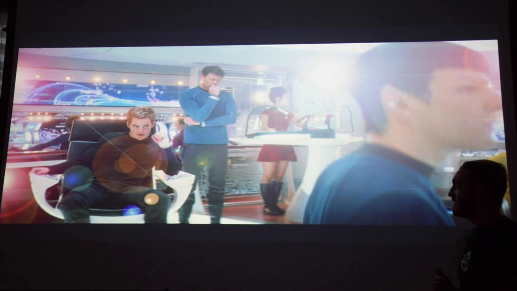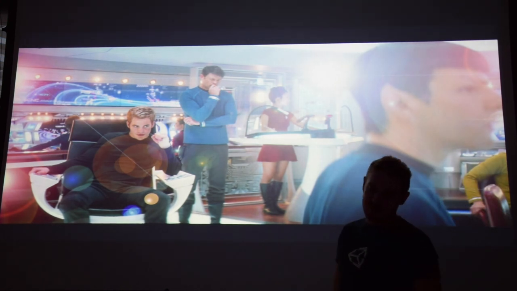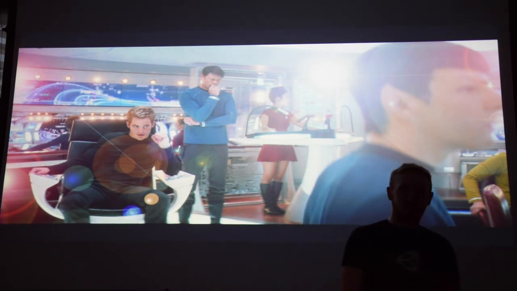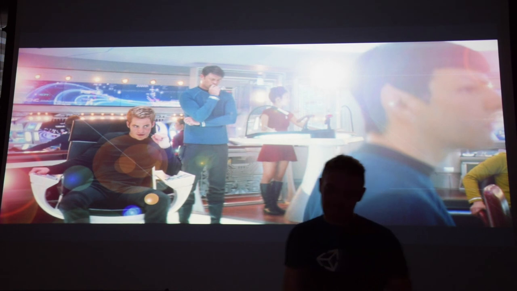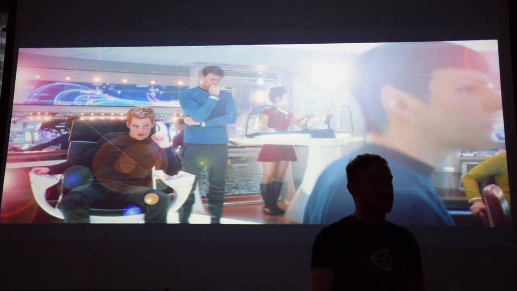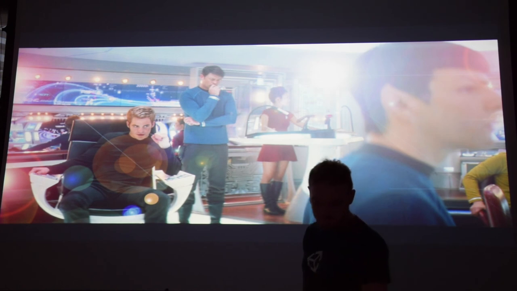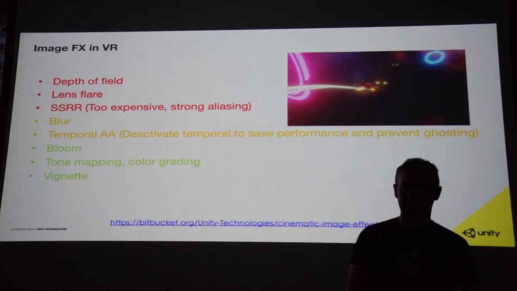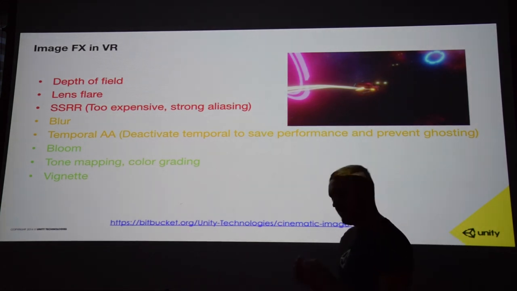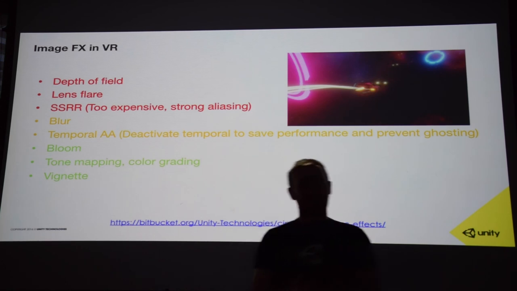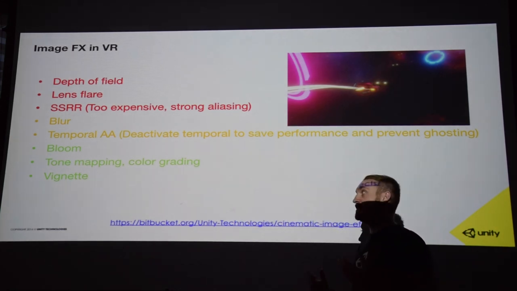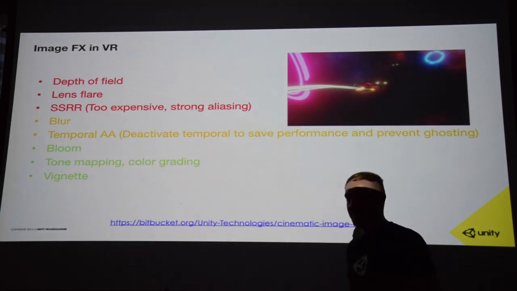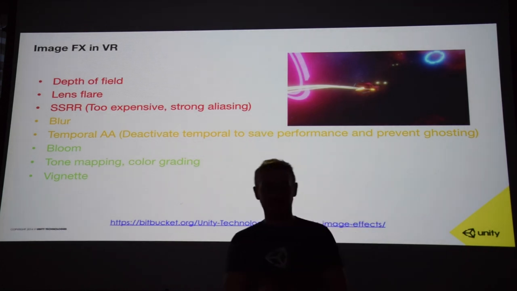Stop doing this. You're not J.J. Abrams, you're not making Star Trek, you're not making Star Wars. You don't need that many lens flares in your life, and neither do your players. And image effects cost a lot of processing, especially when you're drawing it twice. So, image effects in VR. Certain things make sense, like vignetting, bloom, tone mapping, but only very little. Depth of field just does not work. We do that with our eyes by themselves. Lens flare, stop it. SSR looks nice, but it's far too expensive.